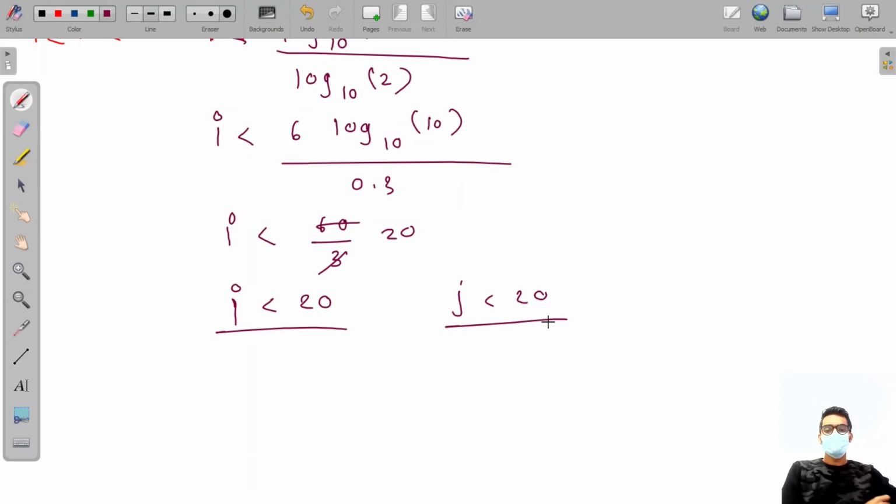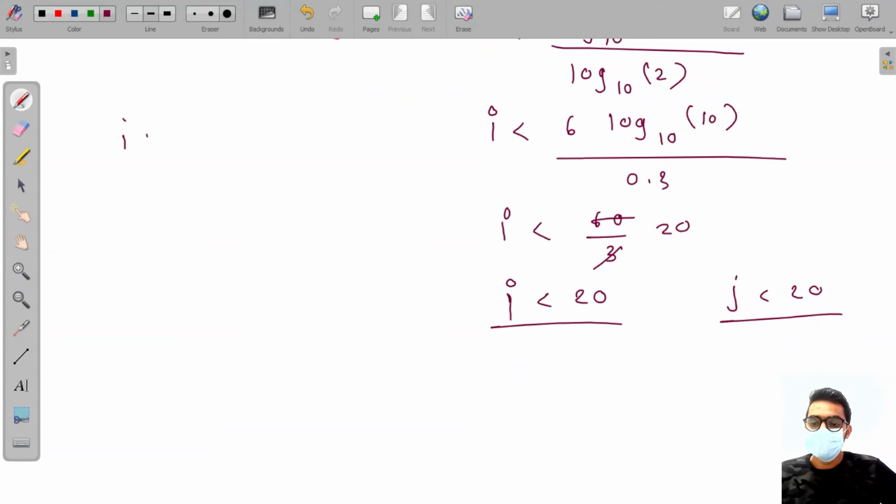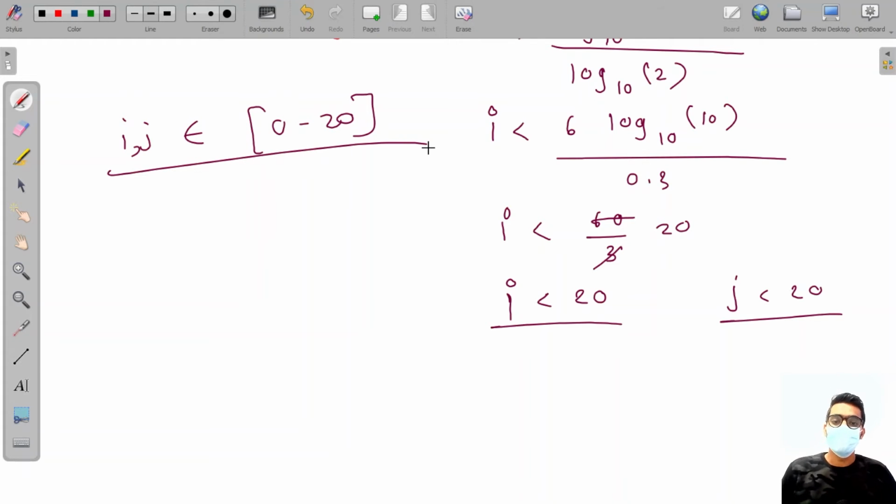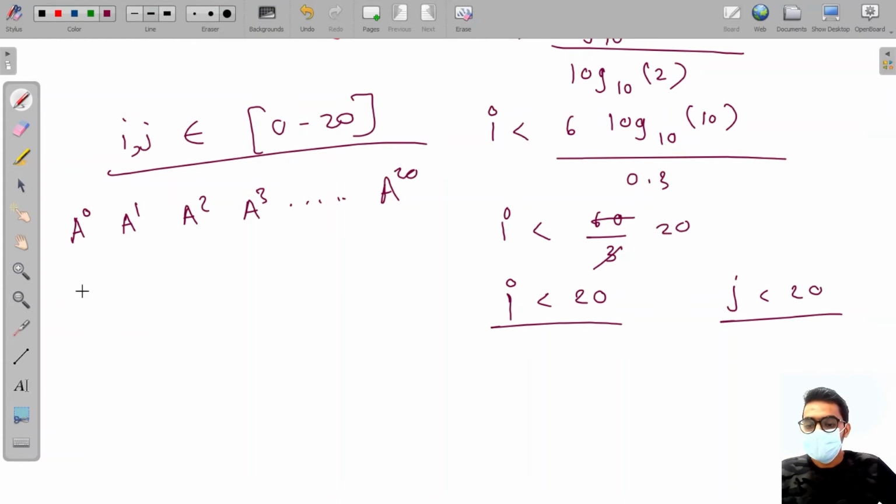So it is a very small number of combinations that we can achieve by using this range. Our i and j's range is between 0 and 20. So the number of combinations we can make by using this range is 20 into 20, that means 400. So the maximum number of combinations that we can produce is 400. Here let's say a raised to 0, a raised to 1, a raised to 2, a raised to 3, up to a raised to 20. Similarly b raised to 0, b raised to 1, b raised to 2, b raised to 3, b raised to 4, up to b raised to 20.